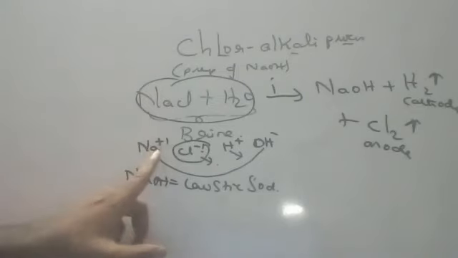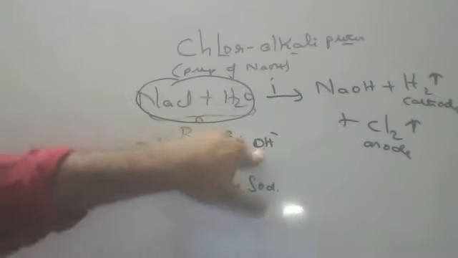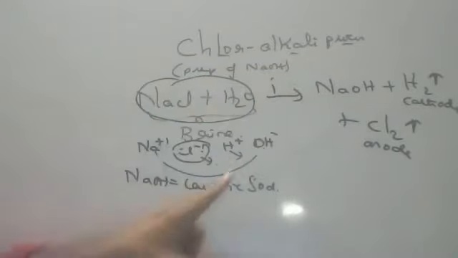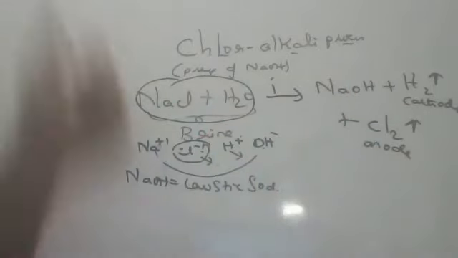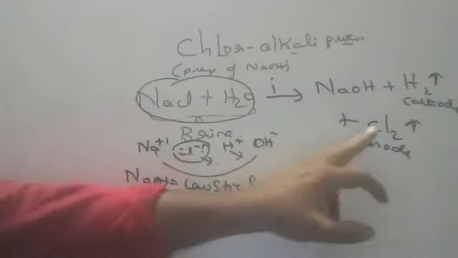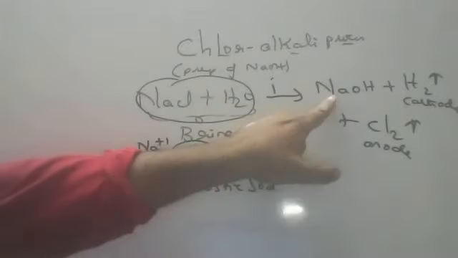When it breaks into ions, Na+, Cl-, H+ and OH-, the Na+ and OH- ions combine to form NaOH. H+ goes to the cathode, is liberated there and escapes out as a gas. Chlorine is minus one, so it goes to the anode and escapes out as a gas. Hydrogen gas goes out, chlorine also goes out, leaving behind NaOH.